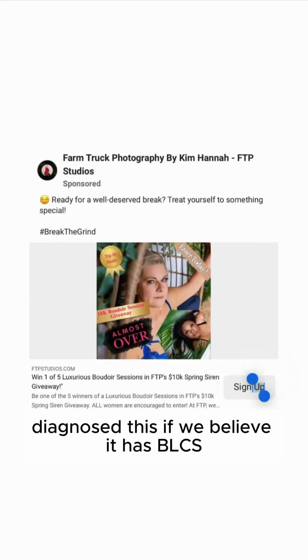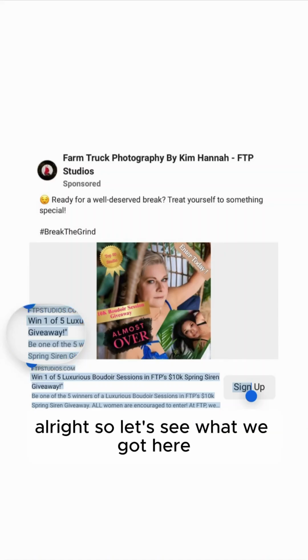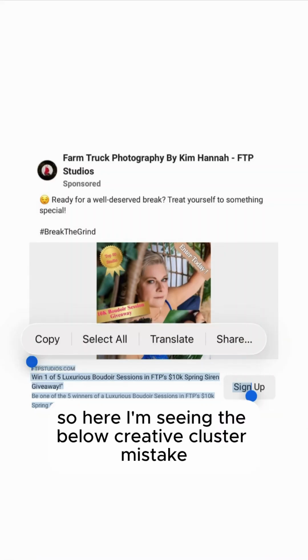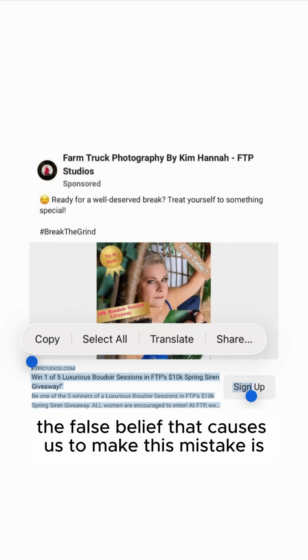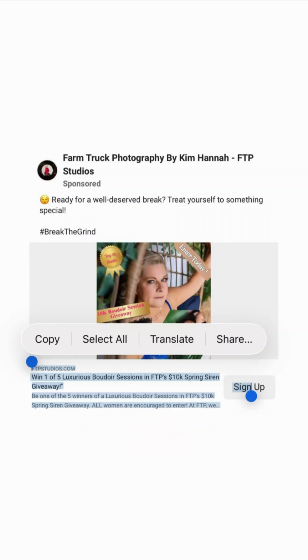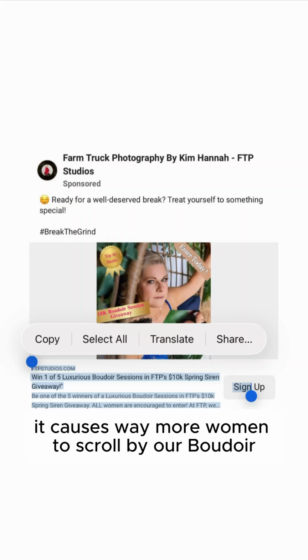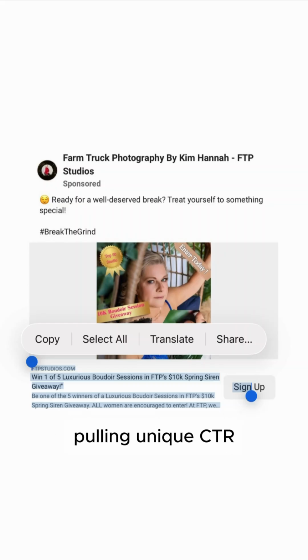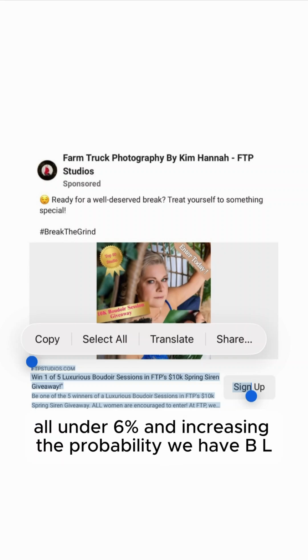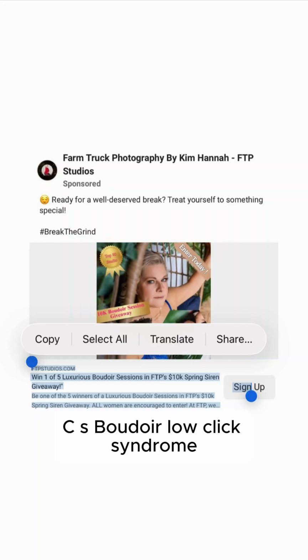So we're going to diagnose this. Do we believe it has BLCS, Boudoir low click syndrome, yes or no? All right, so let's see what we got here. Here I'm seeing the below creative cluster mistake. The false belief that caused us to make this mistake is that we're following what Facebook is recommending us to fill out when we create our ad. We believe it helps us, but actually it helps Facebook. The reason it doesn't help us is it causes way more women to scroll by our Boudoir Facebook ad than necessary, pulling unique CTR under 6% and increasing the probability we have BLCS, Boudoir low click syndrome.